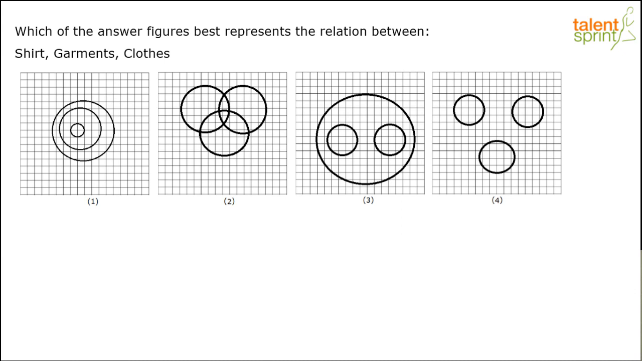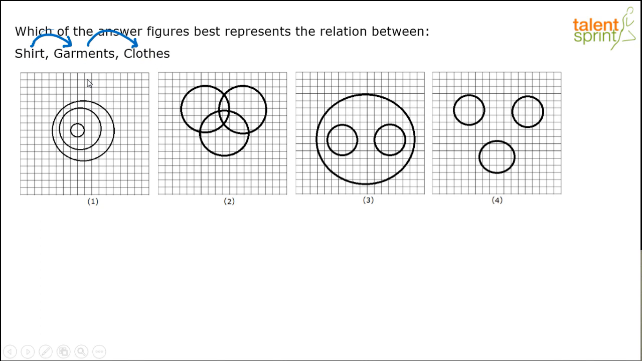Now understand, you have to get the category. Shirt is a type of garment, right? And garment is a category in clothes. You understand? Shirt belongs to garments and garments belong to clothes, right? That way you can say that shirt is also a cloth. Of course, because shirt is in garments and garment is inside clothes. See, all the shirts are garments, but not all the garments are shirts. Similarly, all the garments are clothes, but not all the clothes are garments.